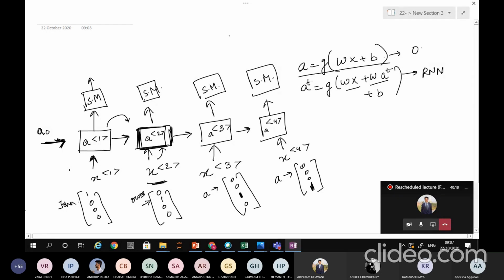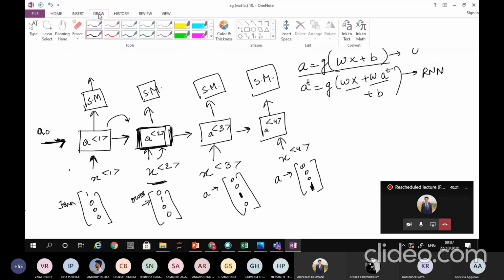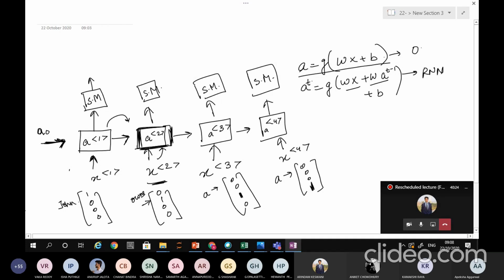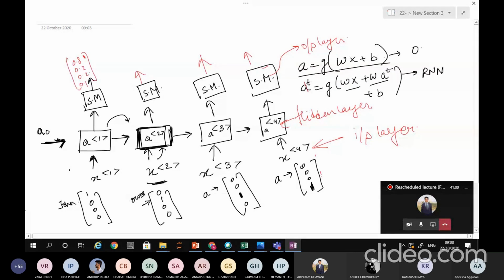Now it has learned, so we will apply output. This is my hidden layer, this is the output layer, and this is the input layer. The input layer is basically learning the sequence. Over here it's giving me some output, some probability. If it's giving me probabilities like 0.8, 0.2, 0.2 and 0.1, then I will select the class.